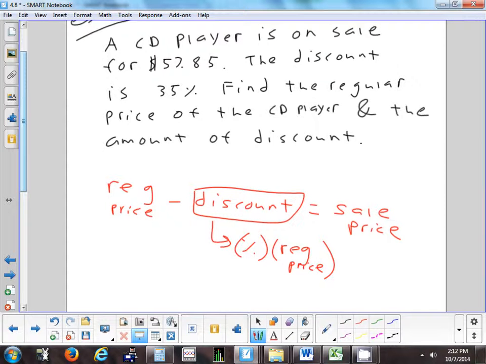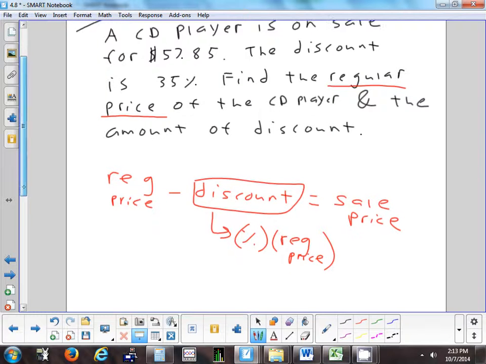Okay, what's the regular price in this problem? If we don't know it, tell me we don't know. Yeah, we don't know. The question is to find the regular price. Since we don't know it, how can we represent regular price? What would be a good variable to represent regular price? R. Yeah, let's use R, so we don't forget what it is.